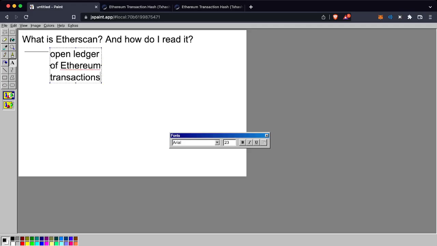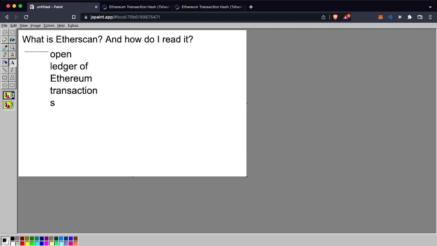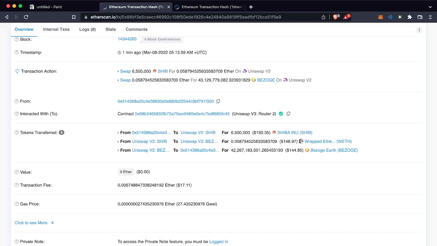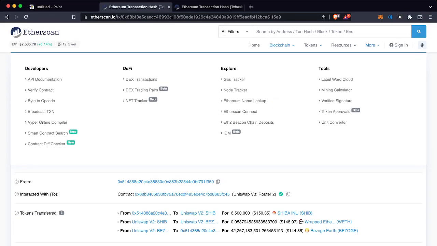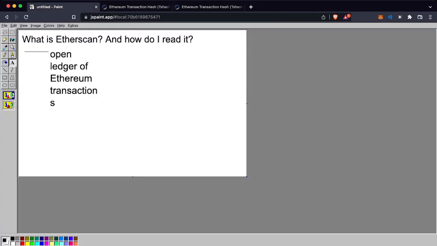It's important to understand that Etherscan and BSC Scan are the same thing. They're run by the same company, actually. You can see all the other scans if you go up here to more, and you'll see the other scans up here. It's just the open ledger of every single transaction on Ethereum. And if it goes to the mempool, you're going to see that.